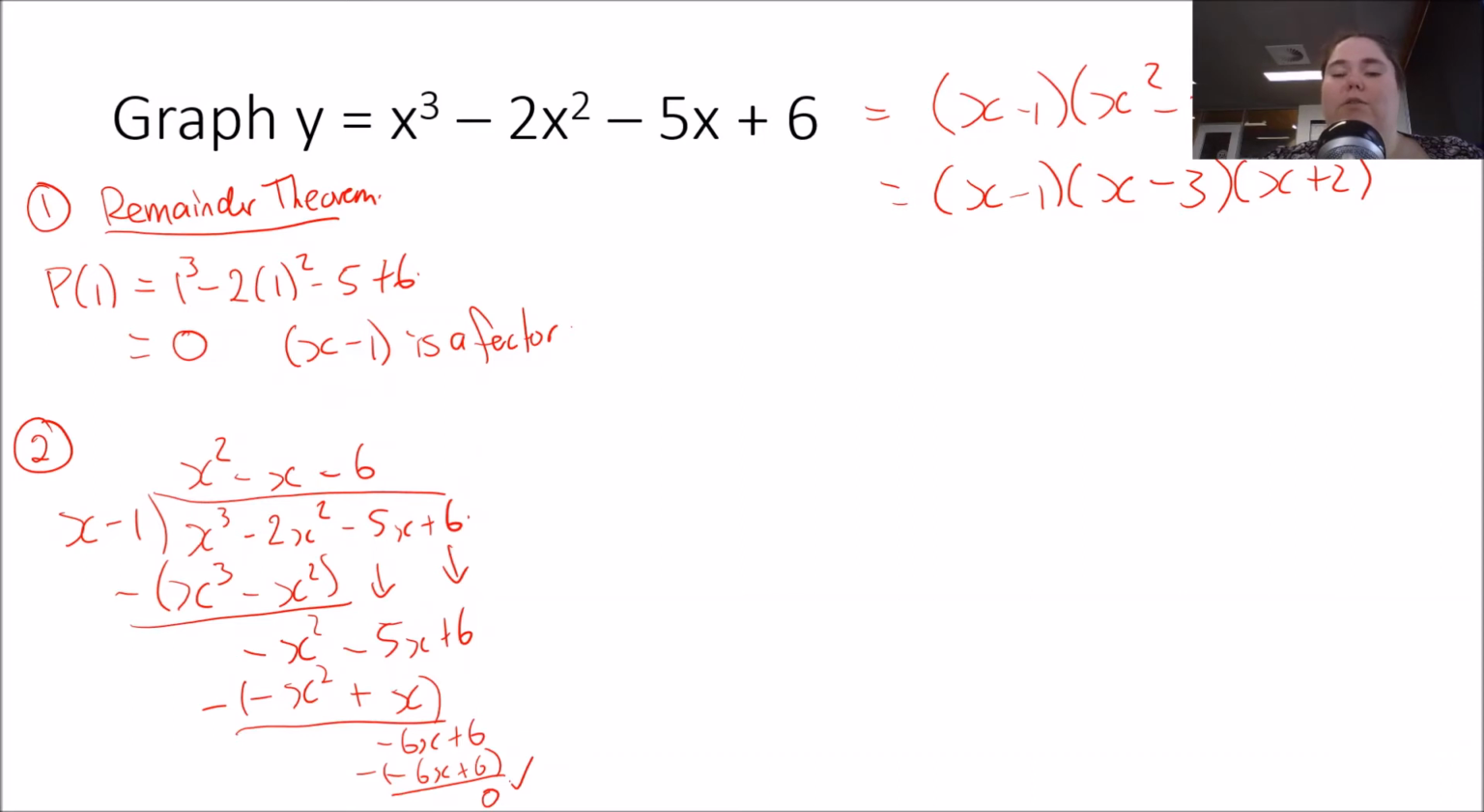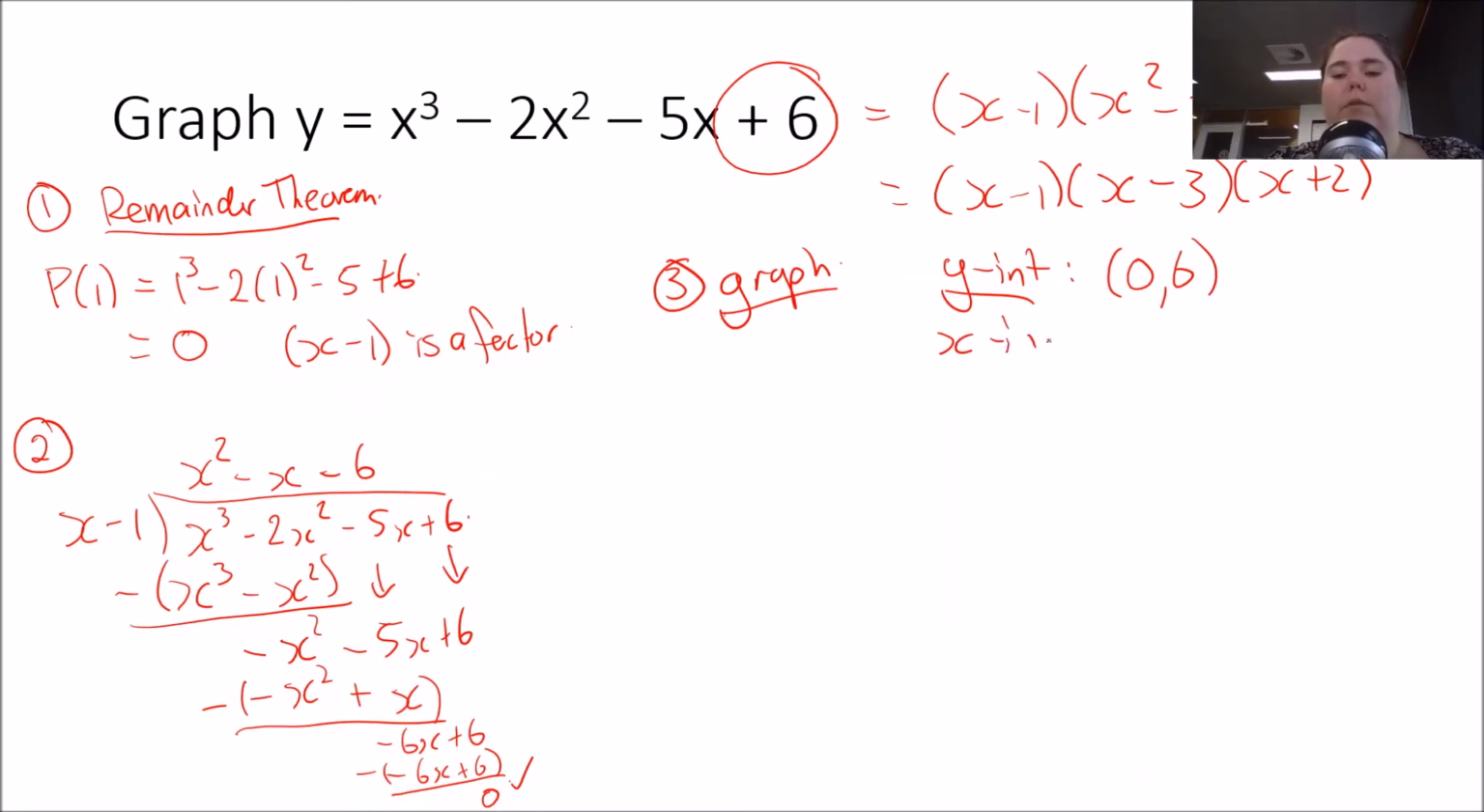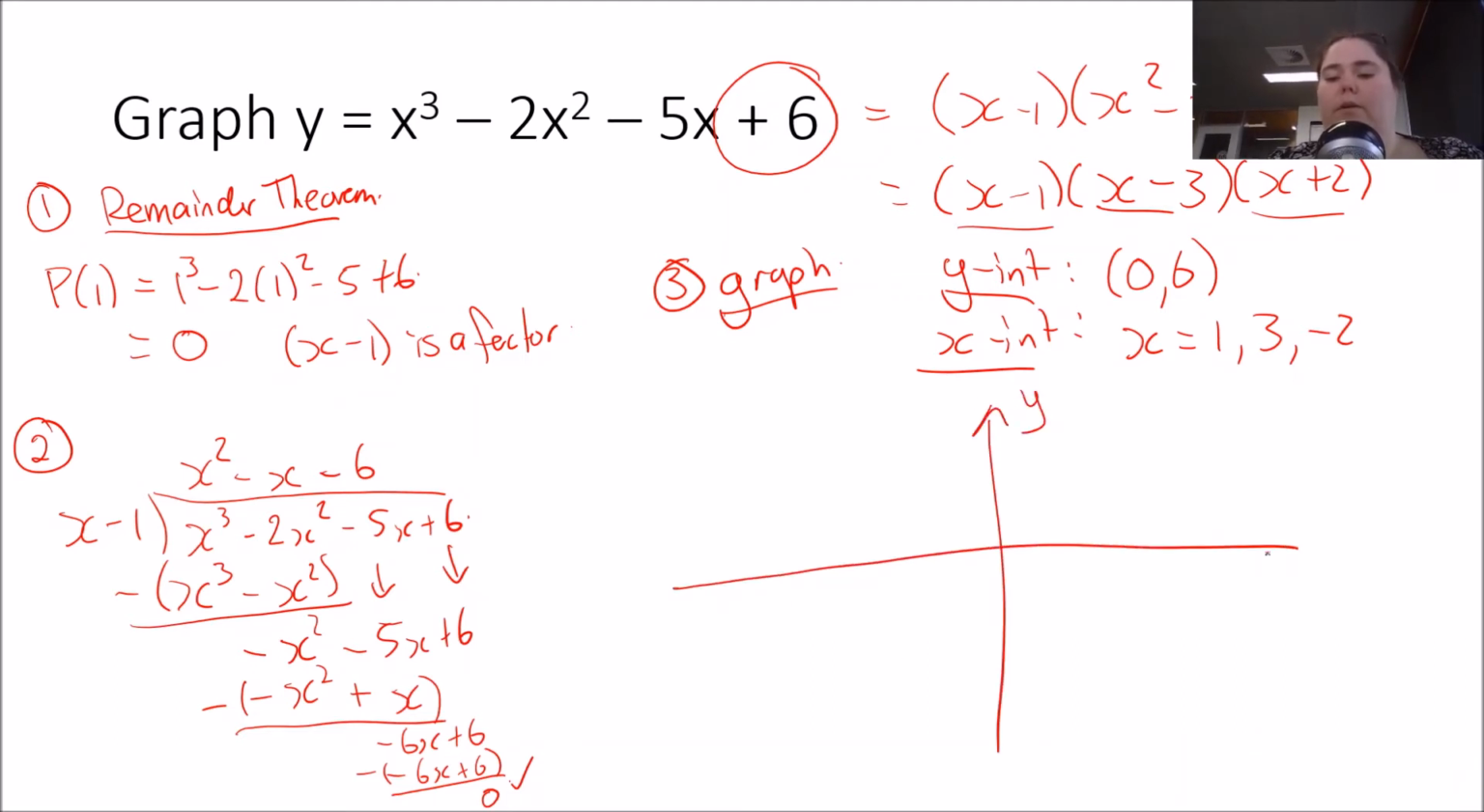So now I can actually do my step of graphing it. And so for that I need my y-intercept, which I can actually get straight from my original equation, 0, 6, and my x-intercepts from my factorized form. So x-intercepts, x equals 1, 3, or negative 2. Now I have everything I need to graph him. 1, x, 6, 1, 3, negative 2. And we just try our best to play dot to dot.